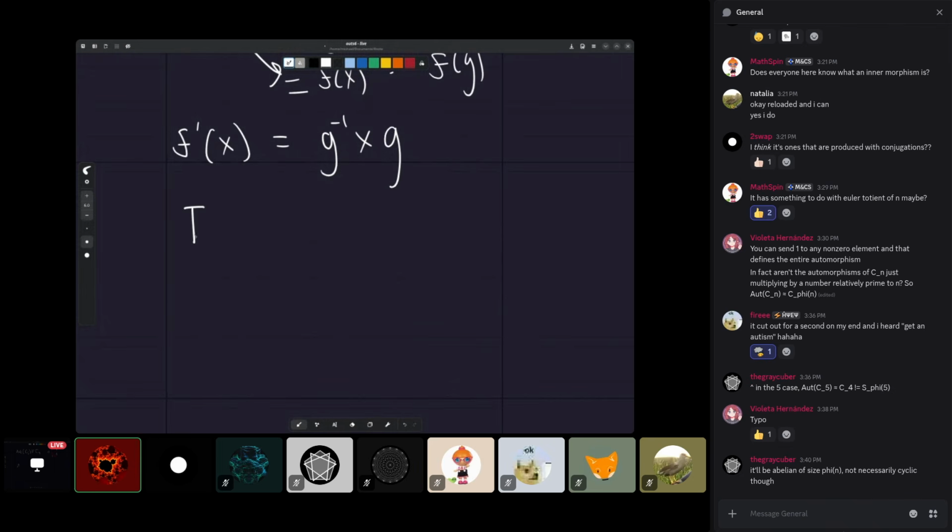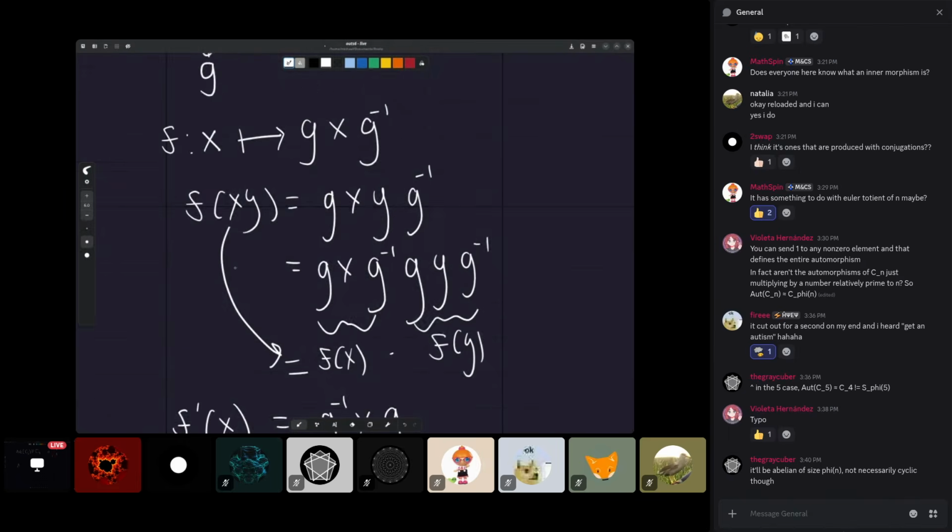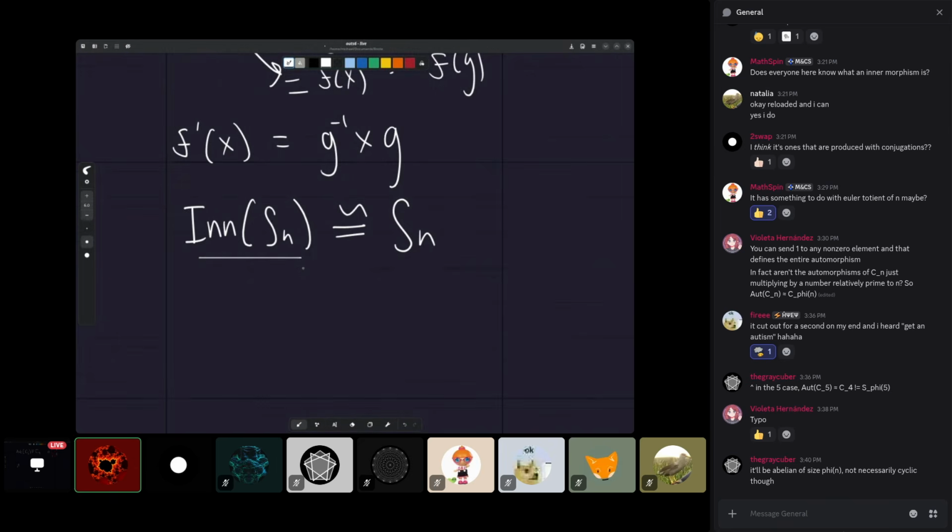So what we have is denoted like this, Inn of Sn. And you kind of want to say it's going to be isomorphic to Sn, because for every element of Sn you get an inner automorphism. But you have to be careful, because it could be that two different elements of Sn give the same inner automorphism. And this is what was mentioned earlier about S2. This is what goes wrong for S2, is that this is possible.